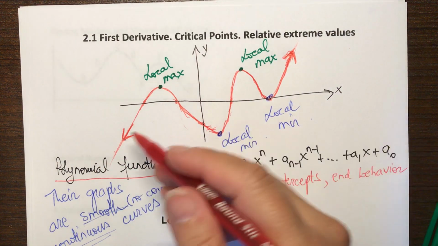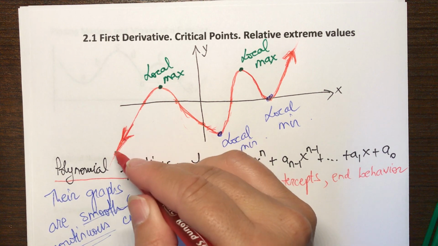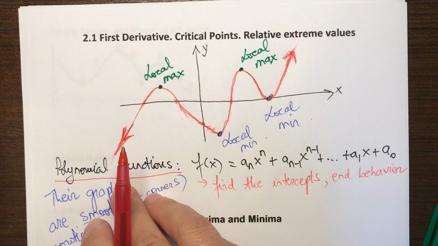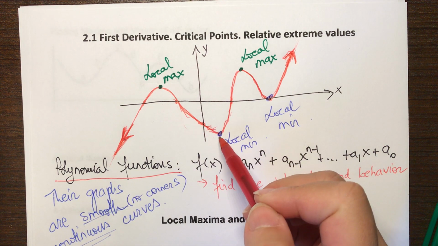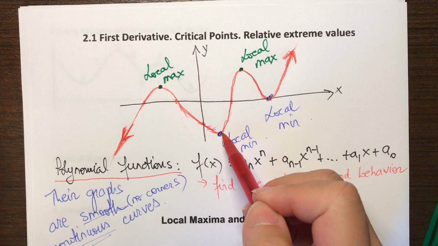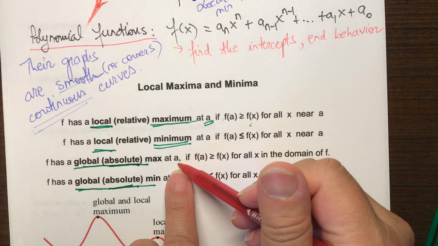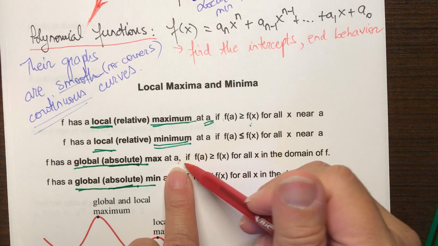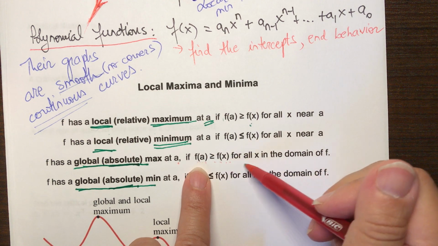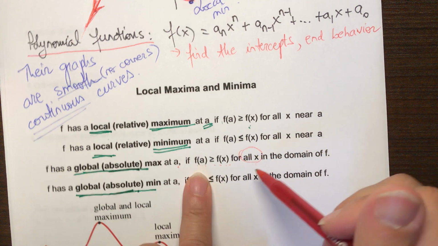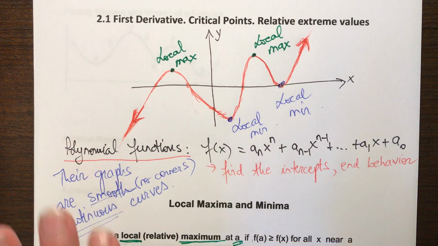Is there an absolute lowest point in this graph? No. The same answer. Why? Because this graph is going to keep on going down. There will be no lowest point. So this is not an absolute min, if you were wondering. The reason is that we have lower points than it. So what's an absolute? You have an absolute maximum at a point a if the function value at a is greater than or equal to the function values for all x's in the domain of f. What does it mean in the domain? Along the whole graph, all the way from left to right.